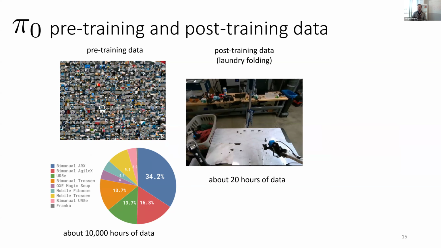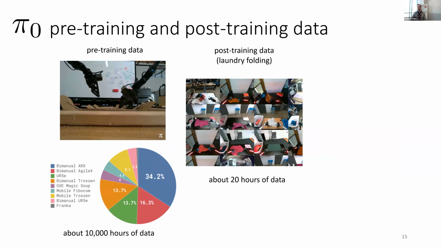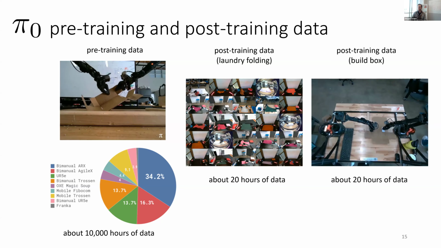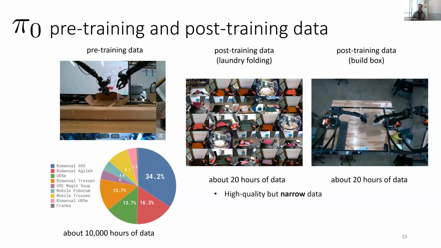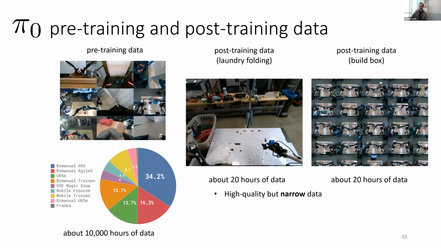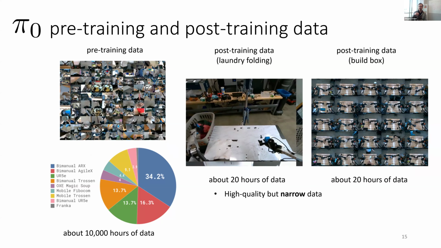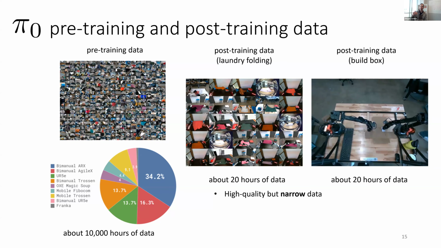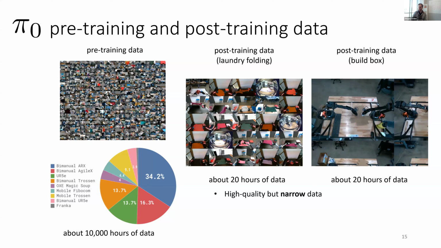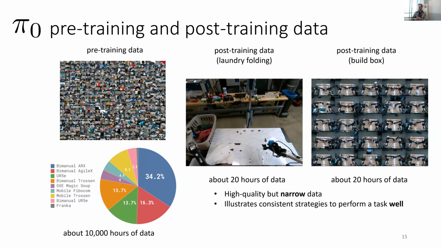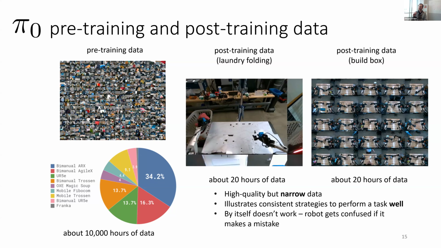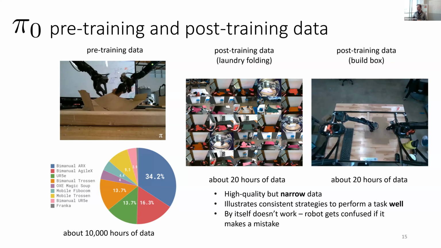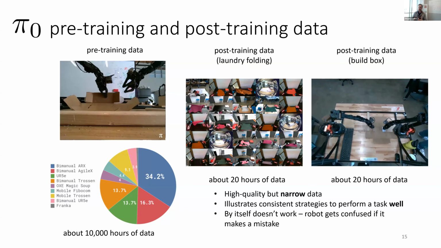For some of the more complex tasks, we have post-training data sets that are up to 20 hours long. For some of the simpler tasks, they might be only 1 or 2 hours. The post-training data consists of high quality but relatively narrow data. So this is data that is curated to contain good strategies from particularly capable robot operators. It illustrates consistent strategies that perform the task well, but if you only use the high-quality post-training data, you typically will not get very good results.